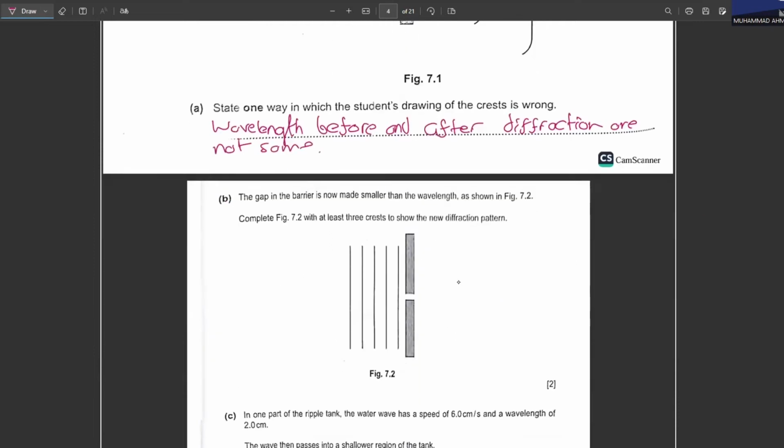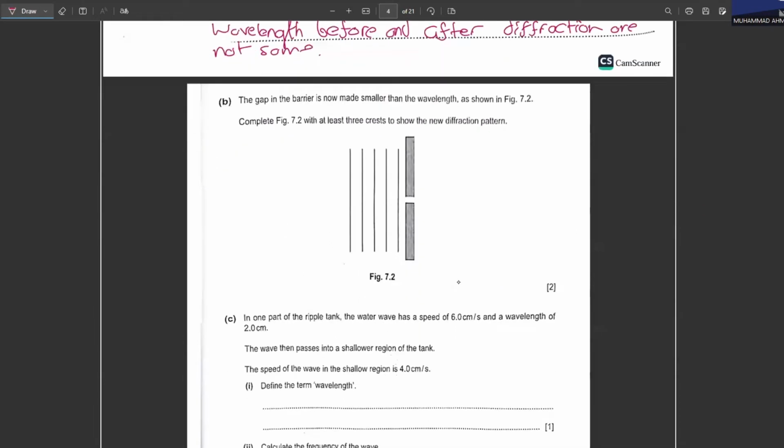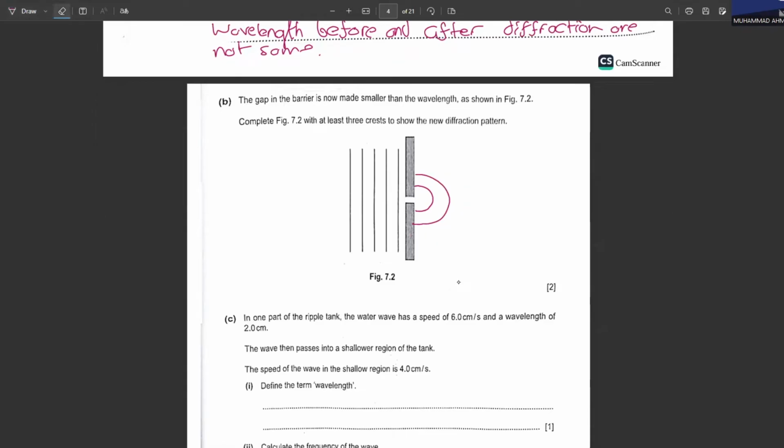The gap in the barrier is now smaller than the wavelength as shown in figure 7.2. Okay, complete figure 7.2 with at least 3 crests to show the new diffraction. So you will make 3 circles like this. And what is the thing that you need to take care of? Anyone in the chat?